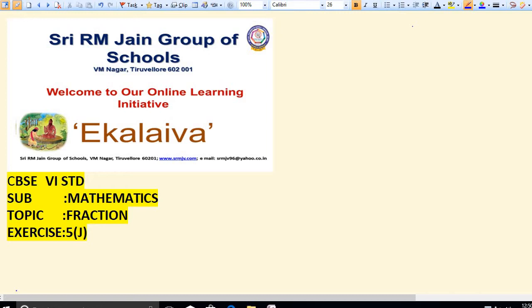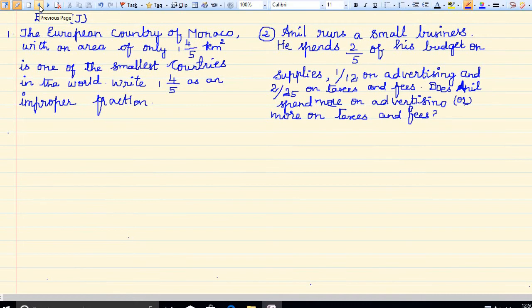Now we are going to discuss 5J exercise in fraction. See the question. The European country of Monaco, with an area of only 1 4 by 5 kilometers square, is one of the smallest country in the world. Write 1 4 by 5 as an improper fraction.